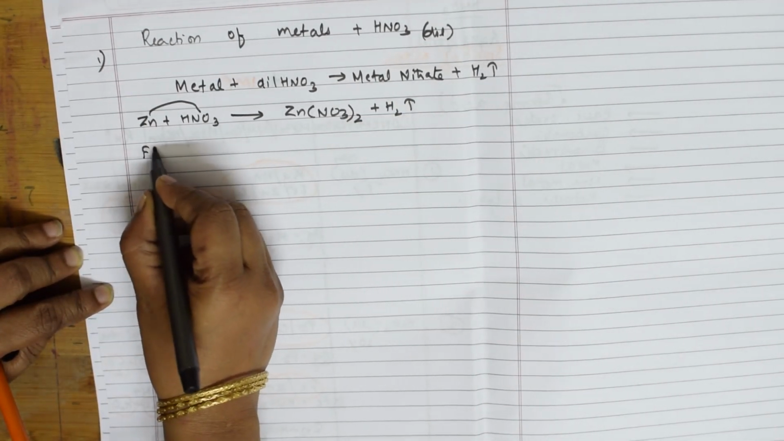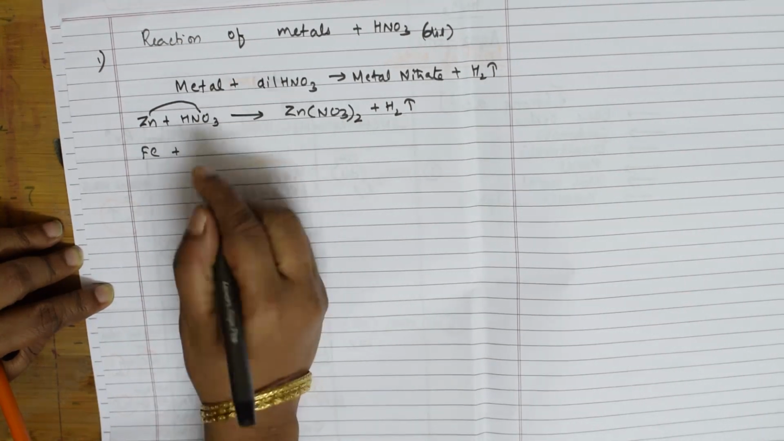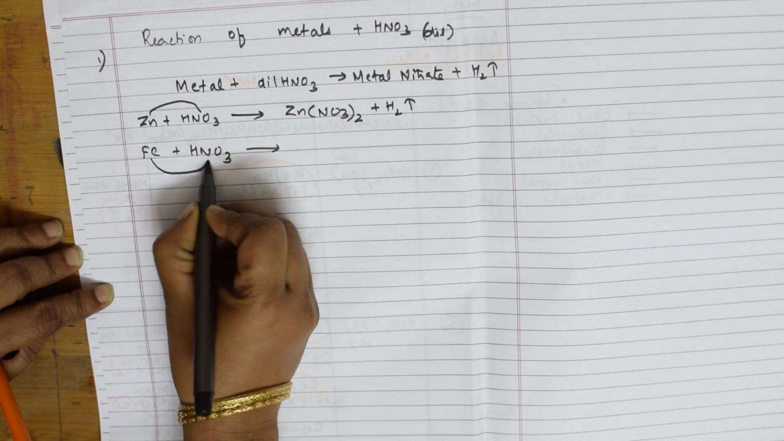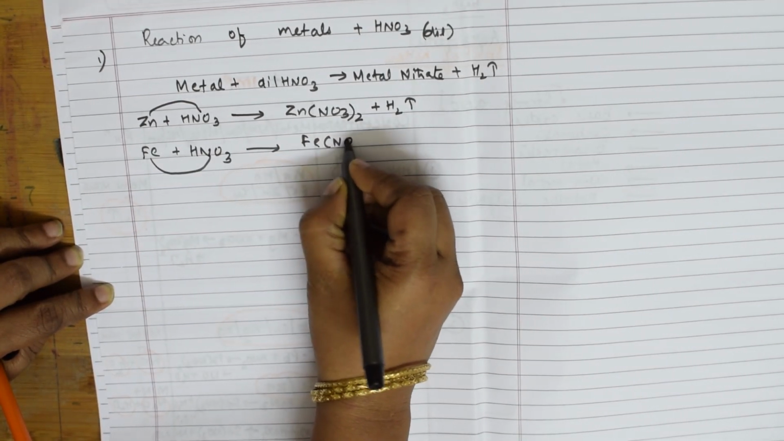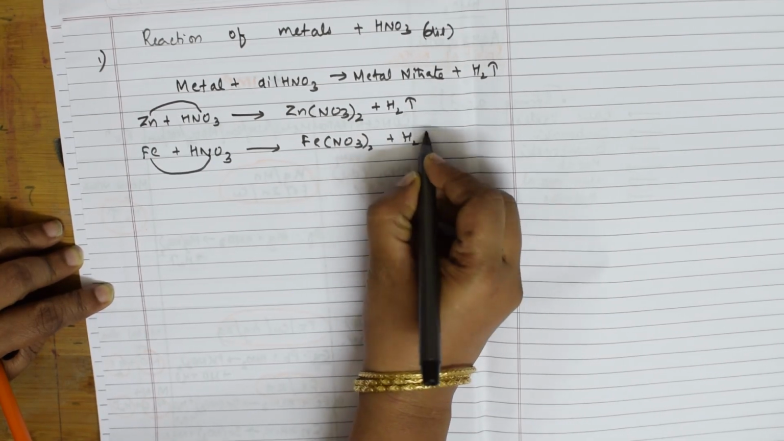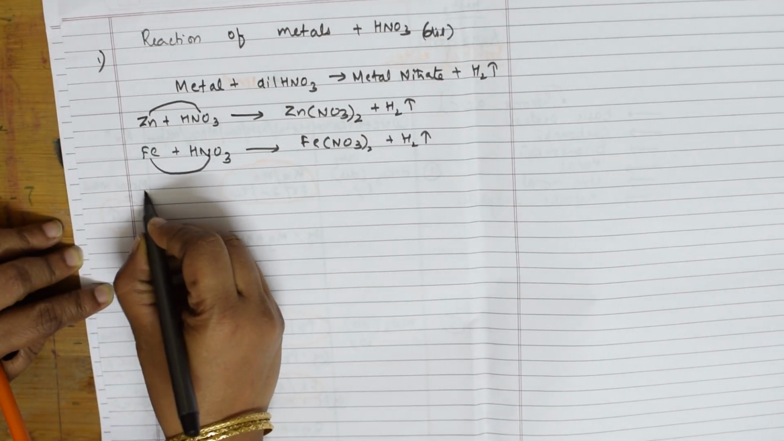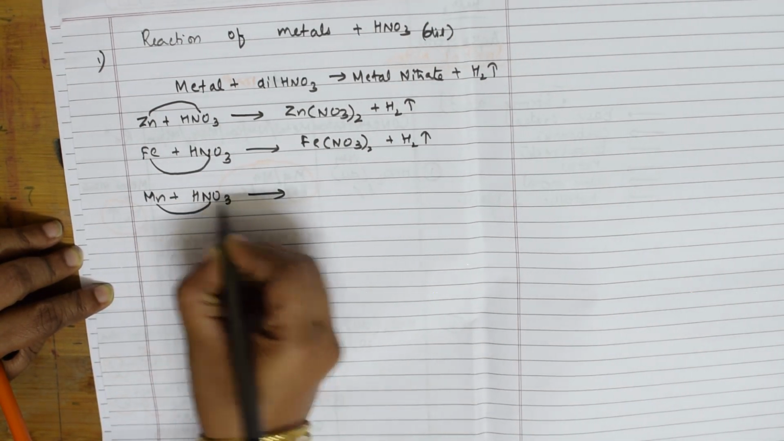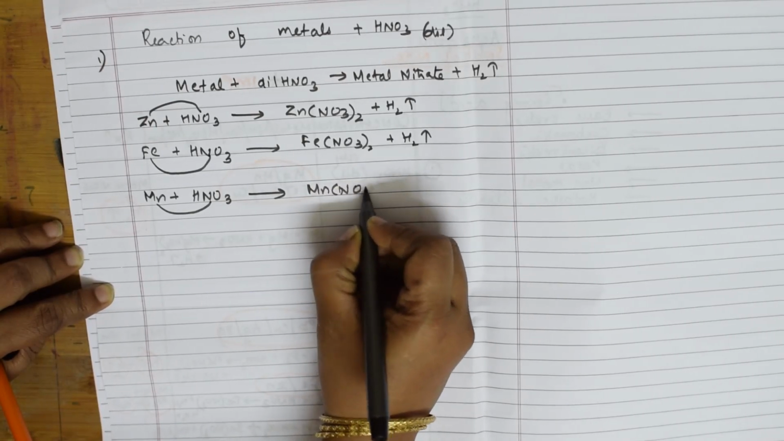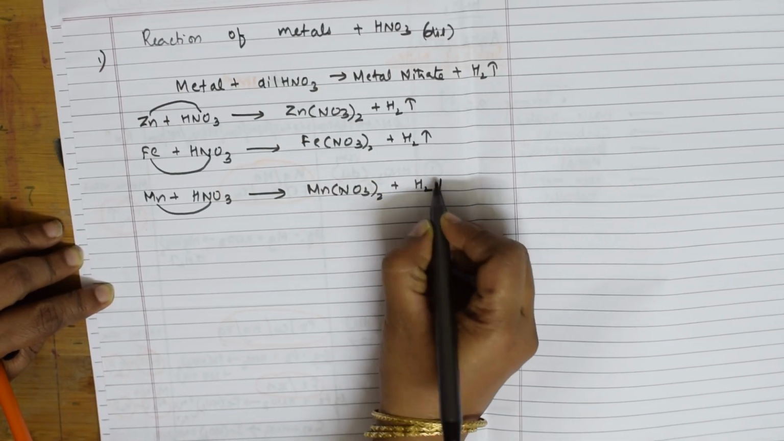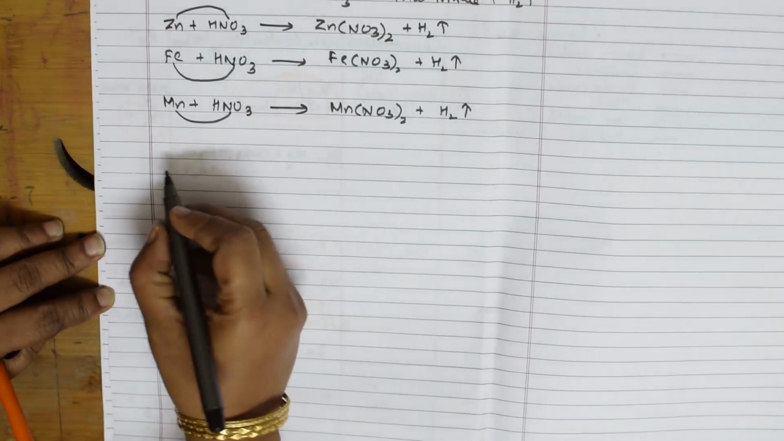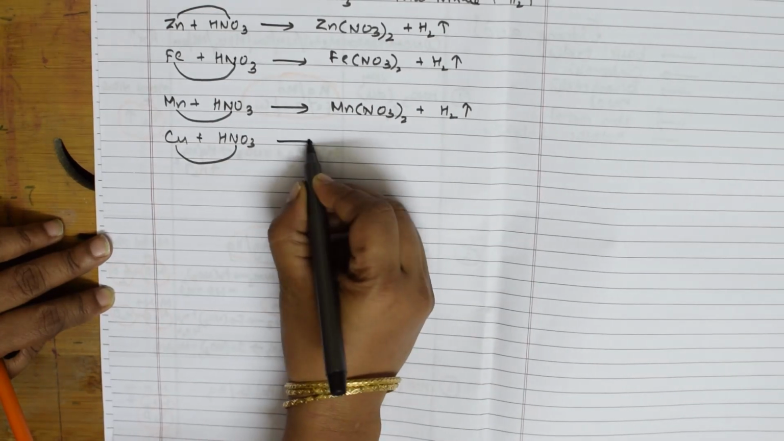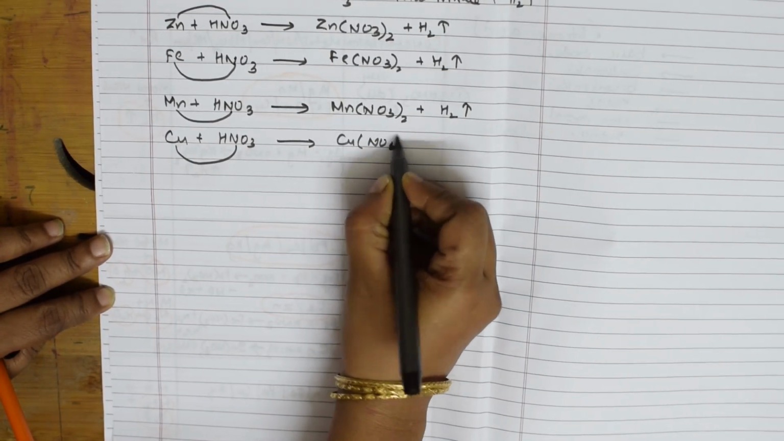Suppose I take iron, here I'm going to take cold and dilute nitric acid, aqueous state. What do you get? Again, I get metal nitrate, Fe(NO3) taken twice, plus hydrogen gas. Simple, isn't it? Now let us take one more. Now I'm going to take manganese plus nitric acid. What do I get? Again, metal nitrate, that is manganese nitrate taken twice, plus hydrogen gas. Done. Now next thing, copper. Suppose I take HNO3, again same story, copper nitrate, that is your metal nitrate, plus hydrogen gas.